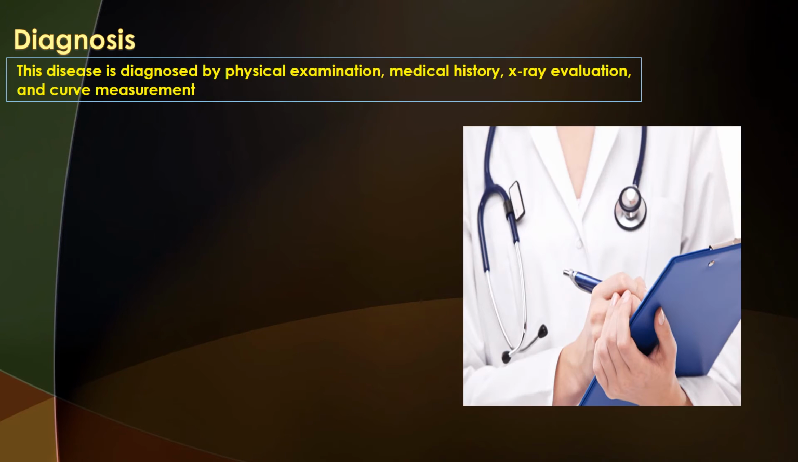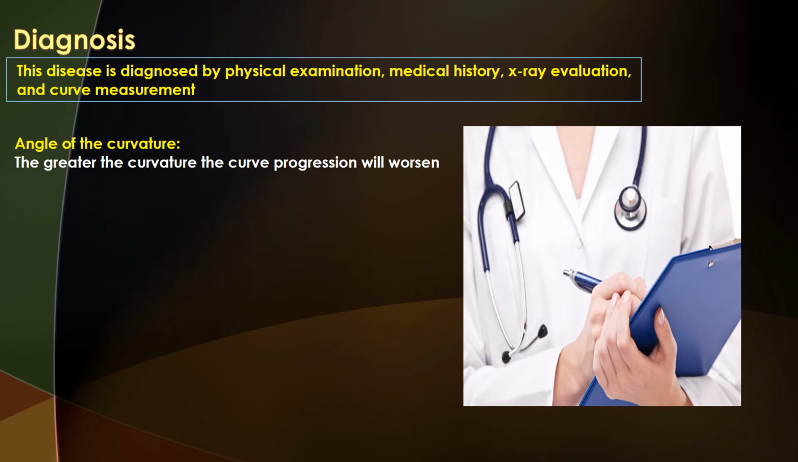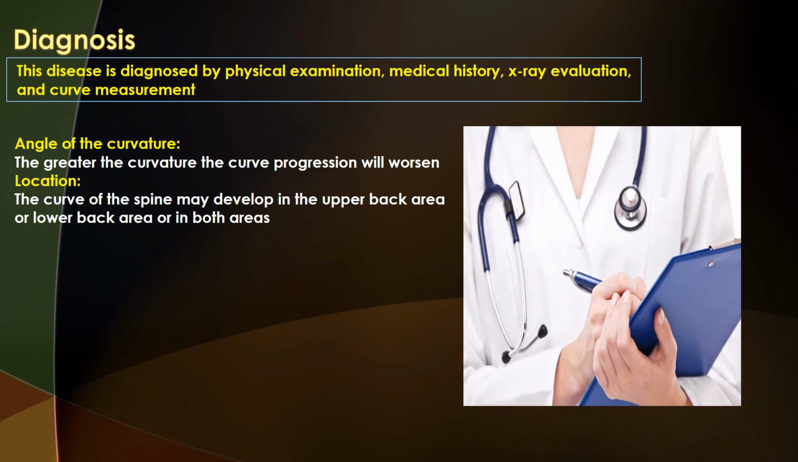Diagnosis. This disease is diagnosed by physical examination, medical history, X-ray evaluation, and curve measurement. Angle of the curvature. It is the measure of the curvature of the spine in degrees, which helps the doctor to determine what type of treatment is necessary. So the greater the curvature, the more the curve progression will worsen.